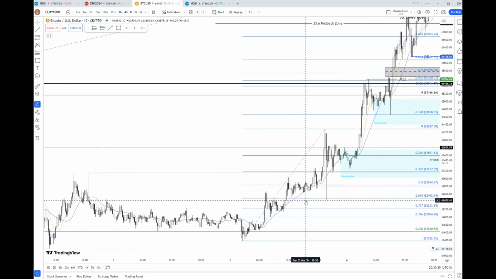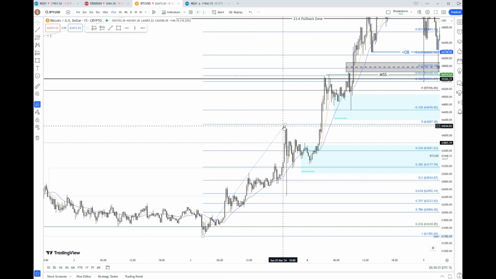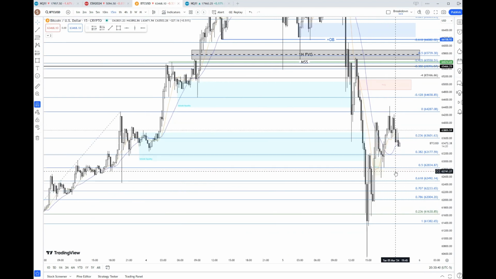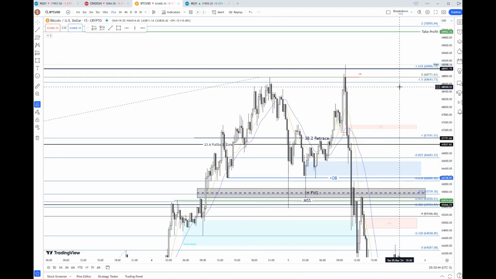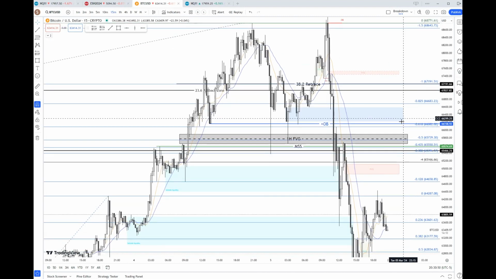Let's go to a 15-minute, see it a little better. So we did that yesterday. Pulled back into this zone. It's actually currently hanging around in this zone still respecting these old levels. Right up to this negative 168 fib projection. Unbelievable.